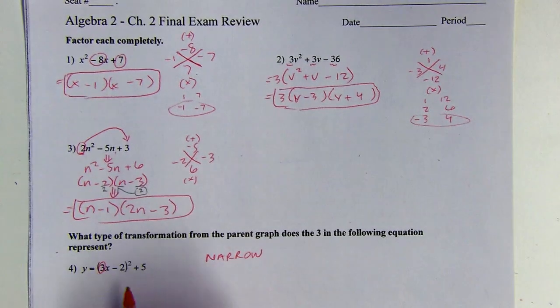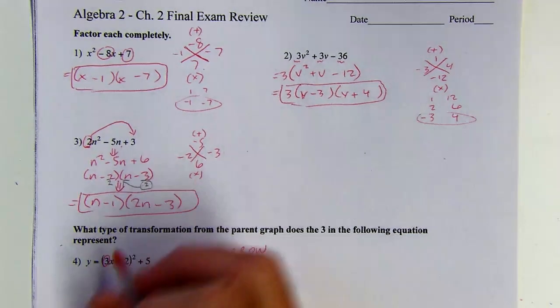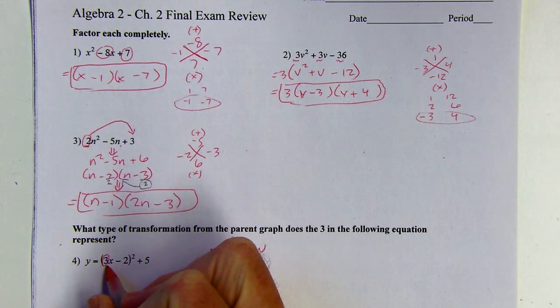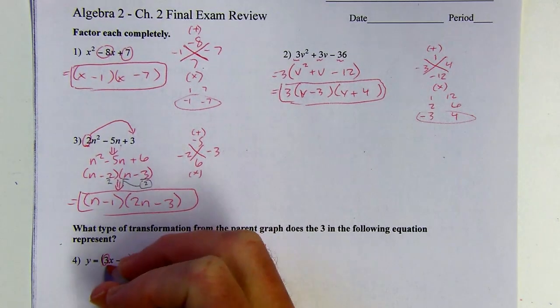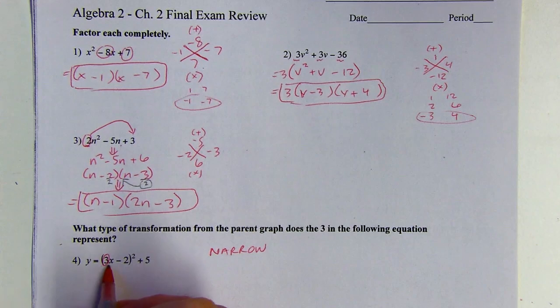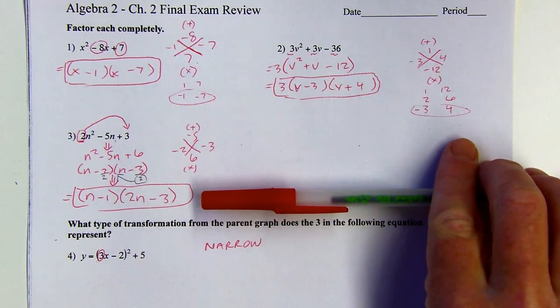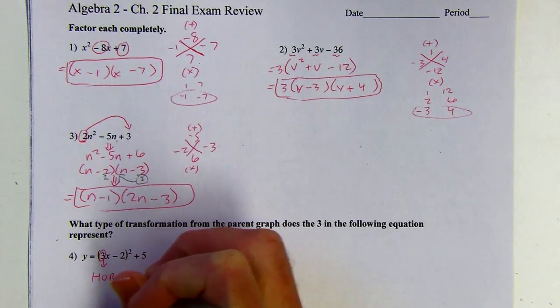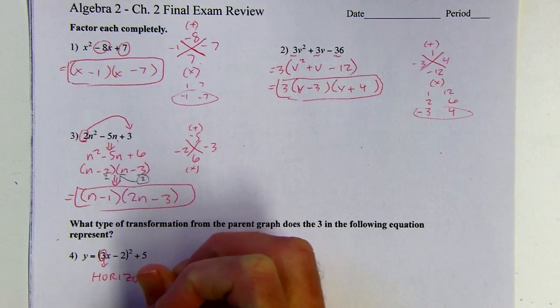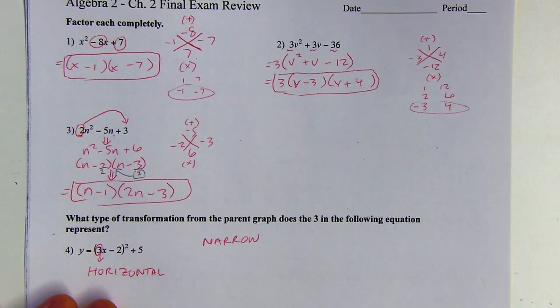The next thing I'm going to decide is if this is a horizontal or a vertical change. So this one, since the 3 is inside the parentheses, the placement of that coefficient is what's going to determine this. Since it's inside the parentheses, it's multiplying the x directly. It's attached to the x, which means that the way I think of that, the x-axis is the horizontal axis. So that reminds me, okay, this is going to be a horizontal change. Okay?